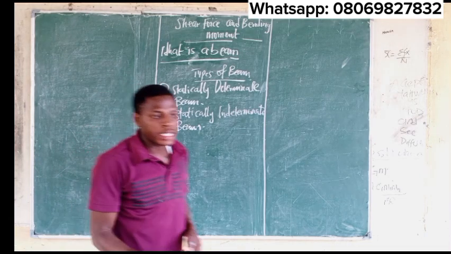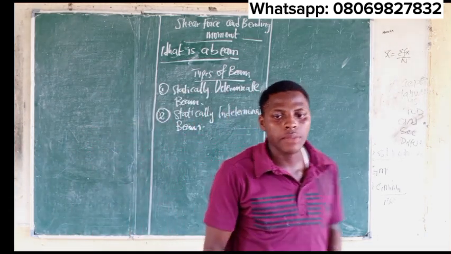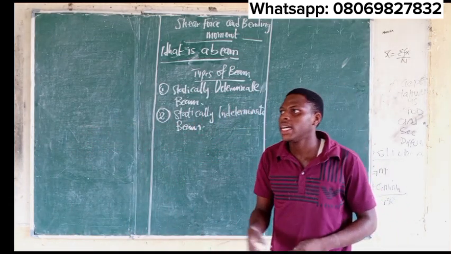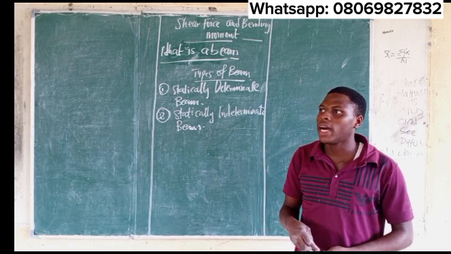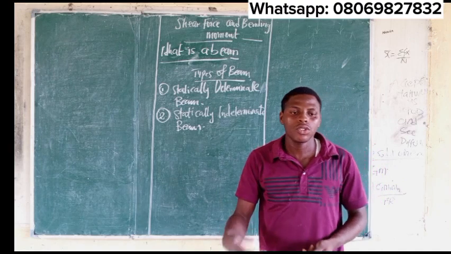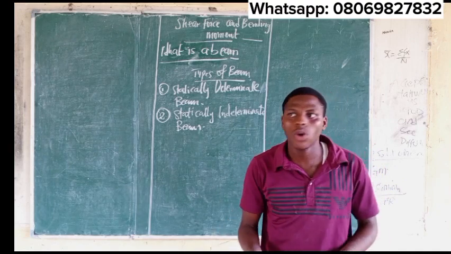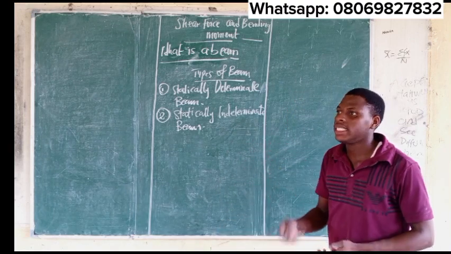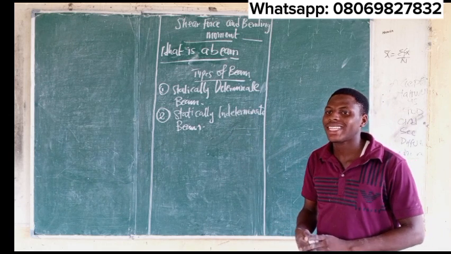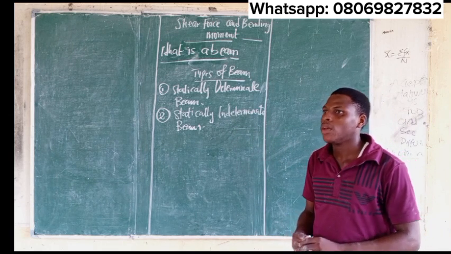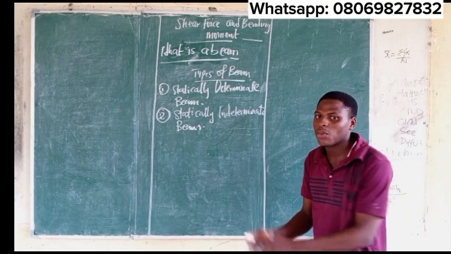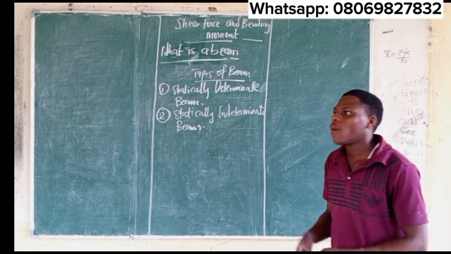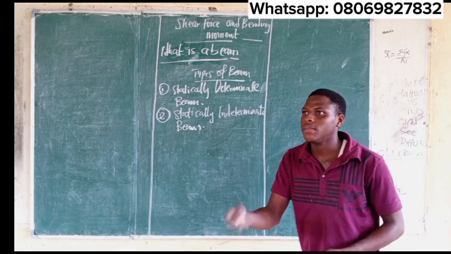So you might be asked, name two types of beams, or dash and dash are the various types of beams. What should come to your mind is that we have two types of beam. The first one is called statically determinate beam, and the second one is statically indeterminate beam. Both of them are statically, but one is determinate and one is indeterminate.